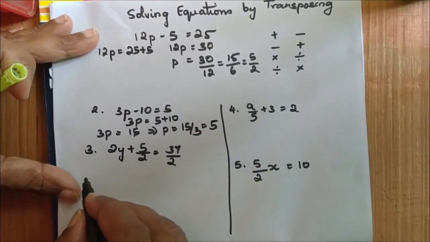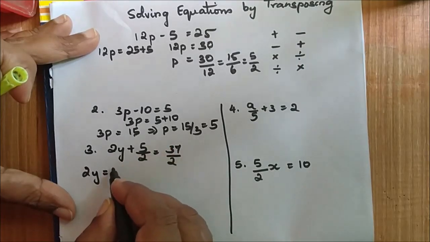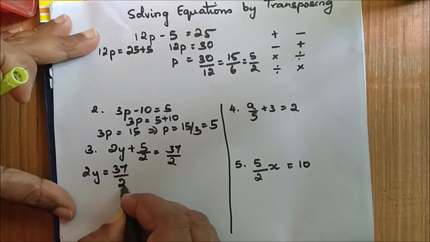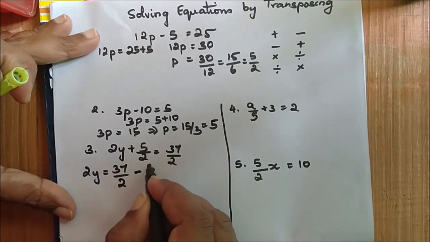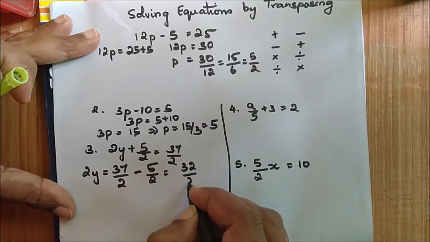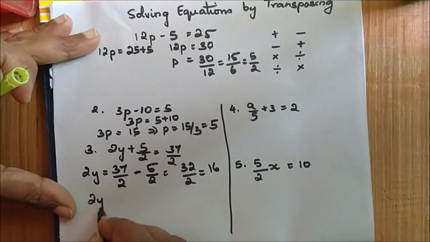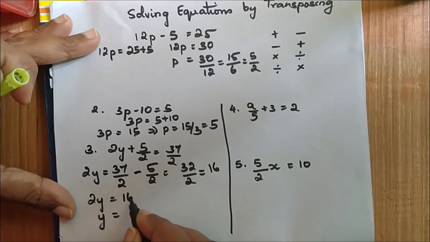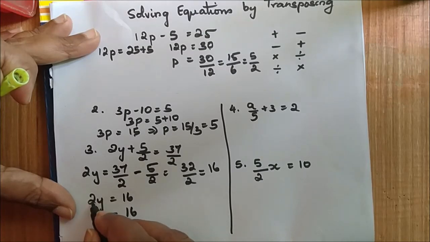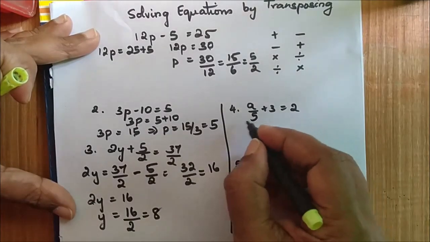Now we'll go to this sum. You have 2y is equals to, I'll take my 5 by 2 to the other side of the equal to sign. 37 by 2 will be minus 5 by 2. Okay. What do I get? I get 32 by 2, or in other words it is 16. Here I have 2y is equals to 16, or in other words y is equals to, I'll take my 2 to the other side. Here it was multiplied by, when it goes to the other side it will become divide by 2, it will become 8. Okay.